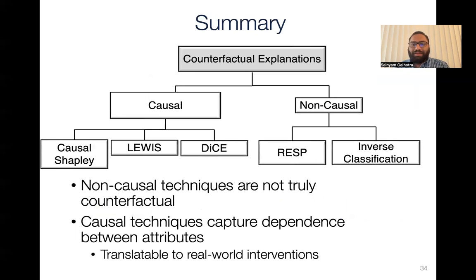In summary, we looked at 5 different techniques that aim to generate contrastive explanations. 3 of these techniques are causal, and 2 of them are non-causal. We saw that non-causal techniques are primarily contrastive and not counterfactual. In contrast, causal techniques capture dependencies between attributes, and counterfactual instances generated by them are translatable to real-world interventions. However, causal techniques generally require additional domain knowledge for estimation.